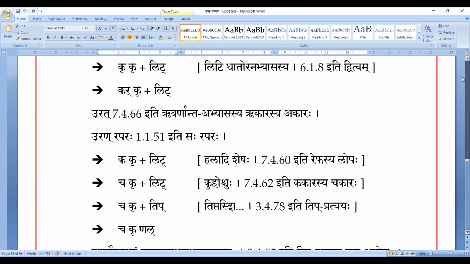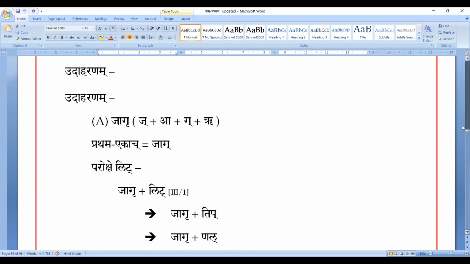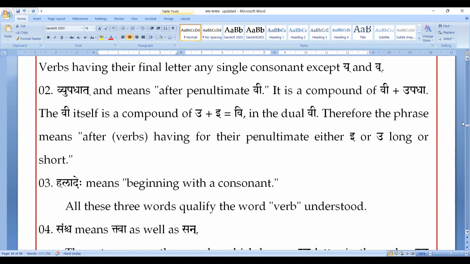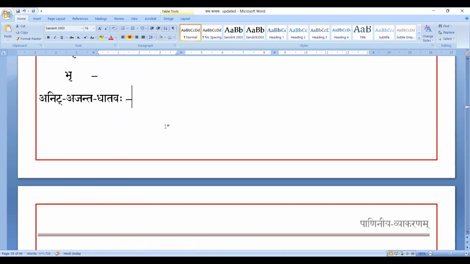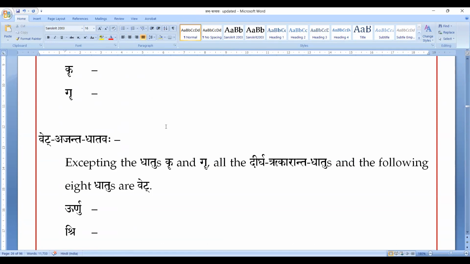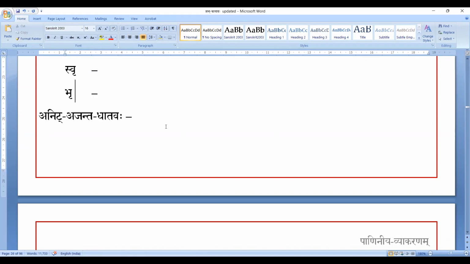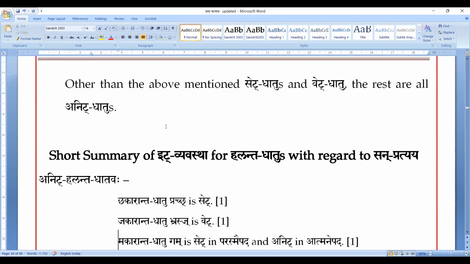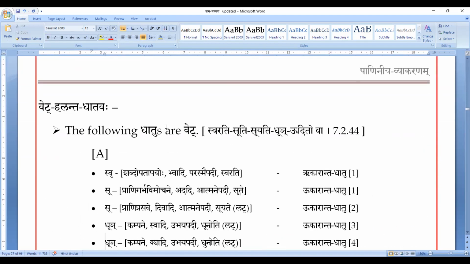Under it, the dhatu must have been discussed, so that though this dhatu is anit, with regard to san, it will be it. Let us see here. Dirgha rikaranta dhatus. Excepting the dhatus kru and gru, all the dirgha rikaranta dhatus, the following dhatus are vet. Then a short summary of it vyavastha for alanta dhatu, then vet alanta dhatavaha.